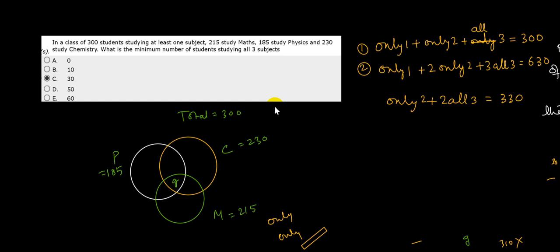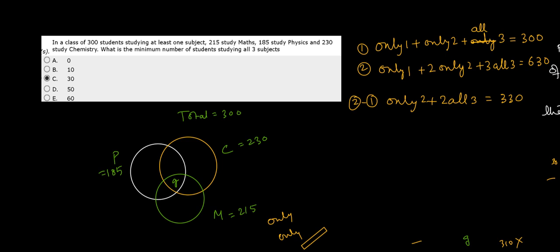Did you get this one? We will do it without doing the trial and error that I showed. We will do it directly. So I subtract equation 1 from equation 2. Everyone following this? So this gives me only 2 plus twice all 3 is 330.